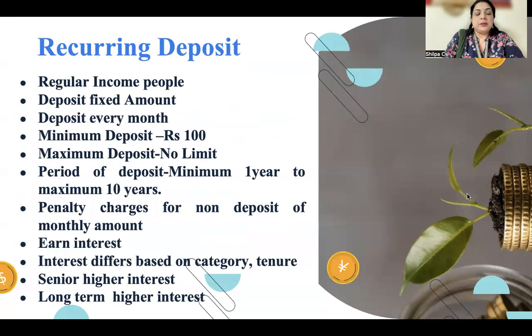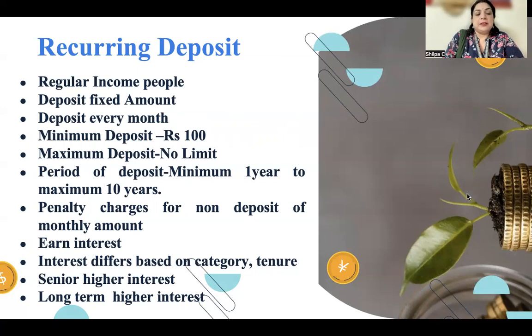Moving on to the next one, which is the recurring deposit. This is a way of motivating people to invest more in the bank, where regular income people usually prefer this kind of deposit. Here the interest is paid on a cumulative basis. You deposit a fixed amount of money every month. The minimum deposit is rupees 100 and for the maximum deposit, there is no limit. The period of deposit minimum is 1 year and maximum is 10 years, with penalty charges for non-deposit of the monthly amount.